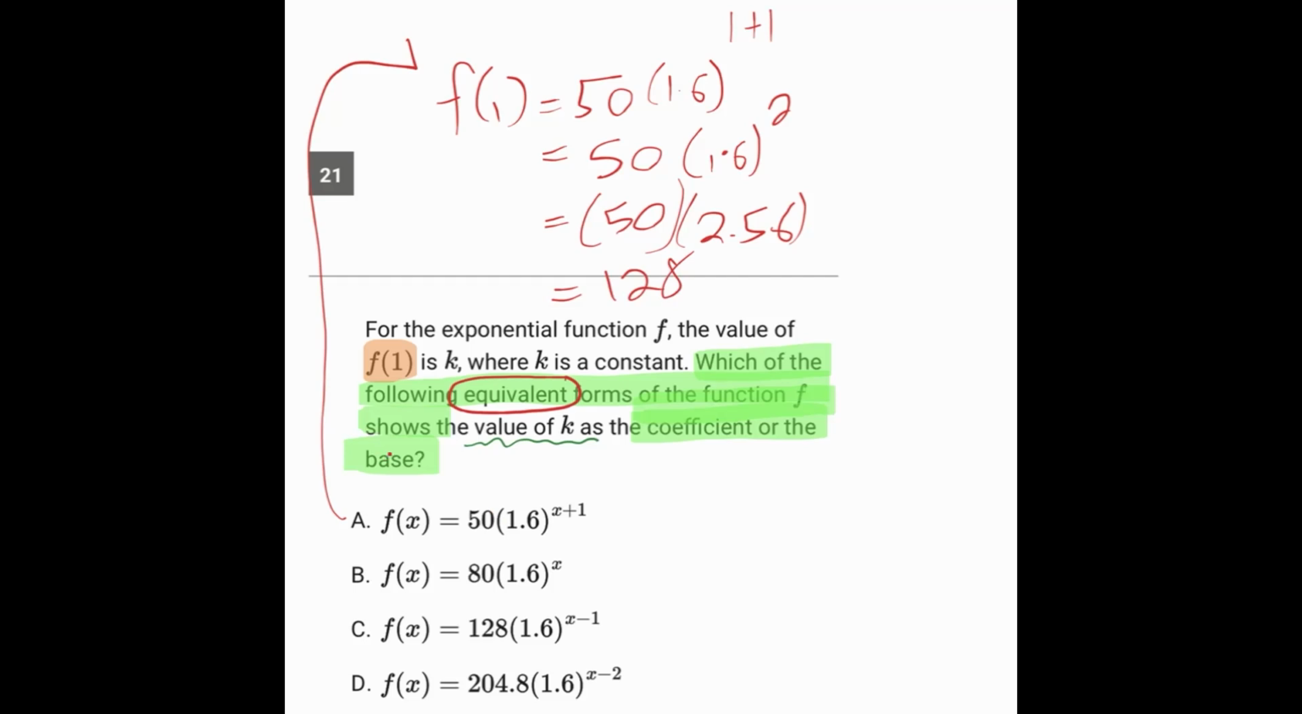So which of these equivalent forms of this equation shows the 128, which is f of 1, showing up as a coefficient or base? That's super easy. That's this one. This one has a 128 in it, and so our answer here is C.